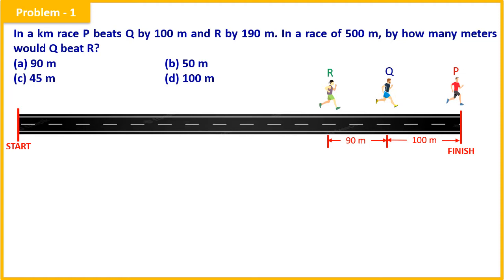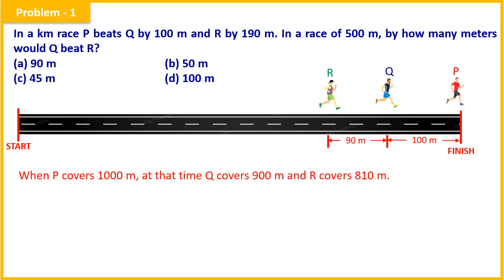P beats R by 190 meters. This is what is given in the problem. Now the question is, if it is suppose a race of 500 meters, then in that case, Q will beat R by how many meters? Okay. When P covers 1000 meters, at that time Q covers only 900 meters because it's a kilometer race, and R covers only 810 meters.